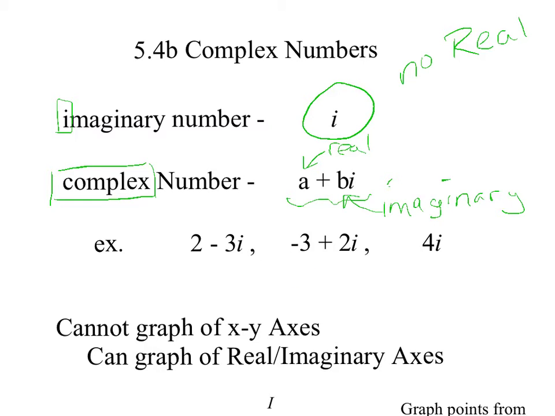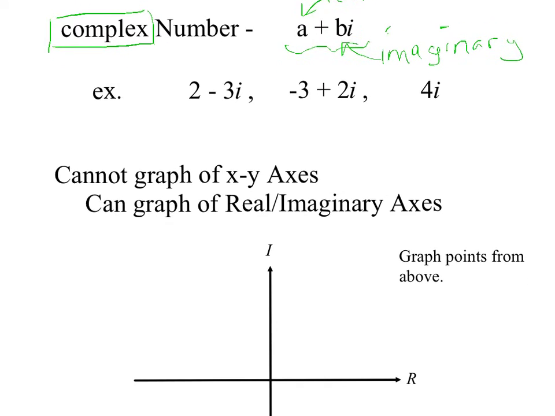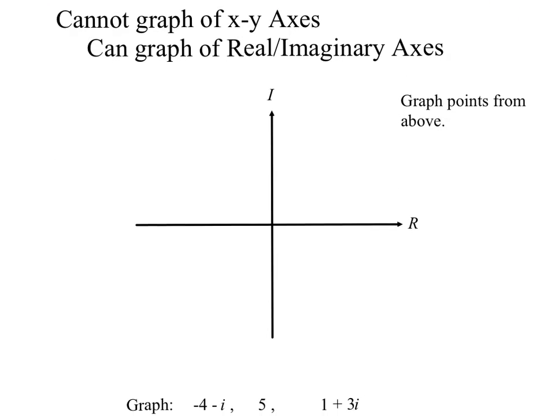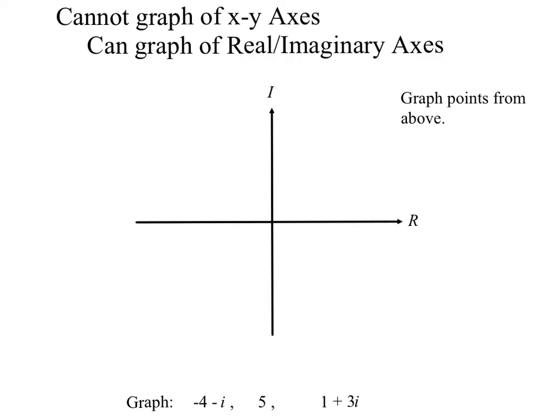You can't graph complex numbers on the xy axis because the xy axes are the real number lines. So you have to change it, and it's not an xy axis anymore. It's now a real axis and an imaginary axis. Right here we have the real axis, so our real numbers are going to go on here, and here we have our imaginary axis, they're going to go on there.